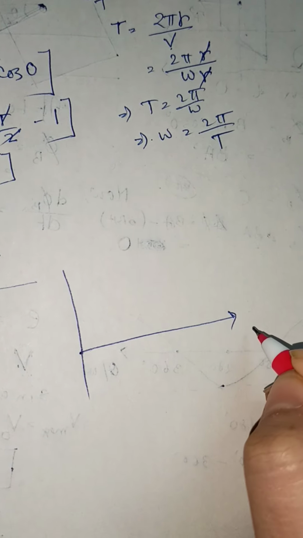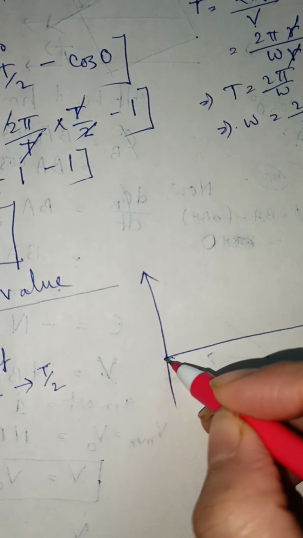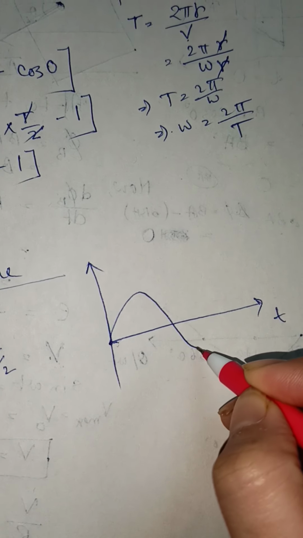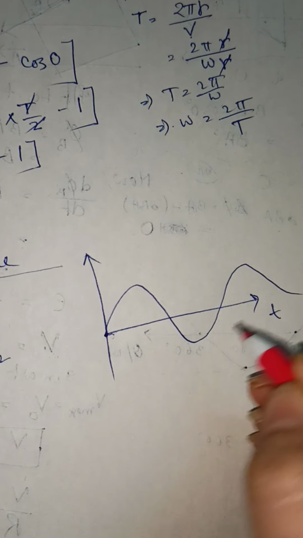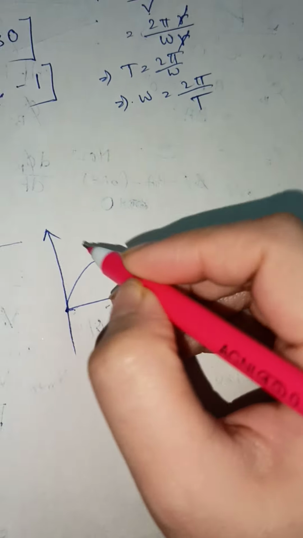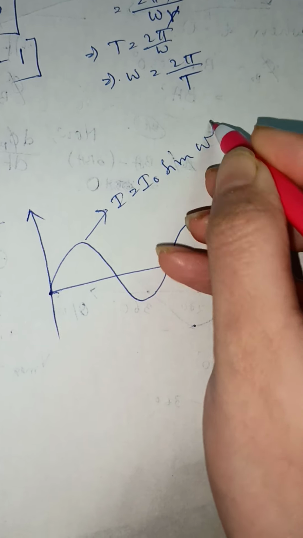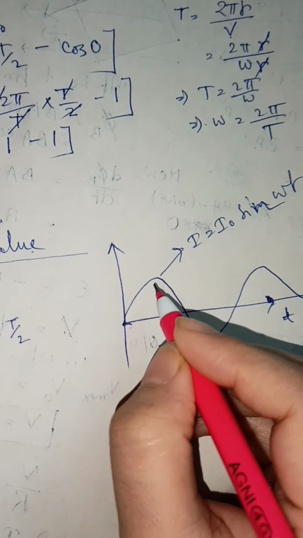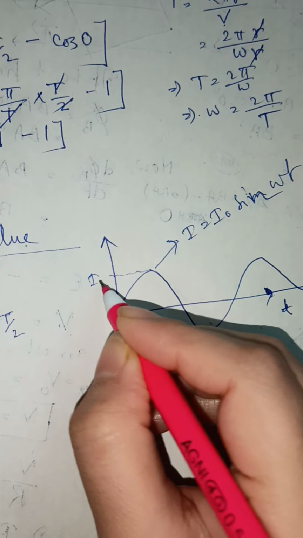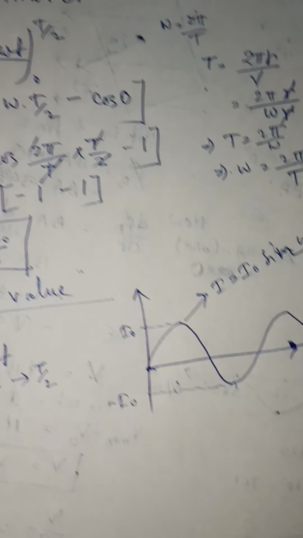Suppose here I am showing the AC current of an AC source. We know that this is a sinusoidal wave, so this is the I equals I naught sine omega t wave, right? And this is the peak value, which is I naught, and this is also a peak value, which is minus I naught. That means the polarity will be changed.